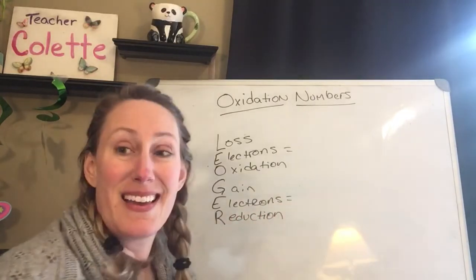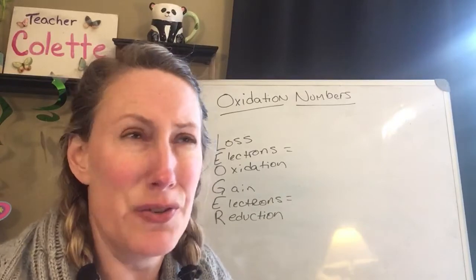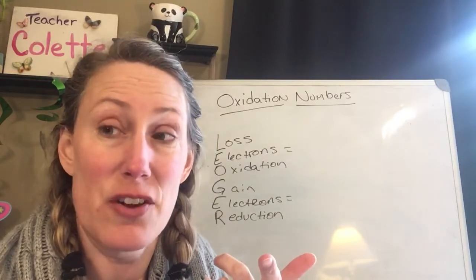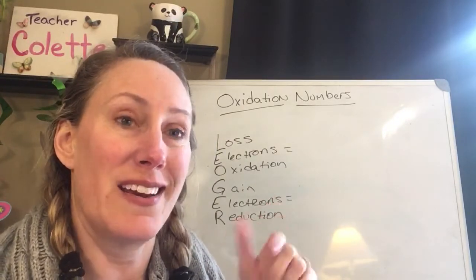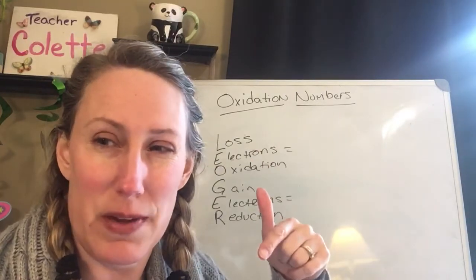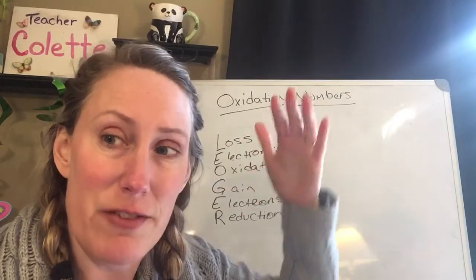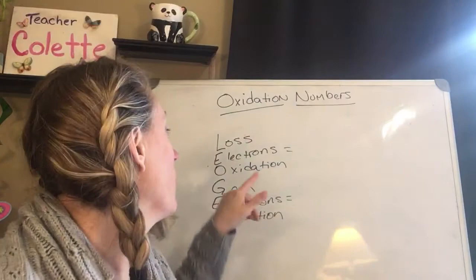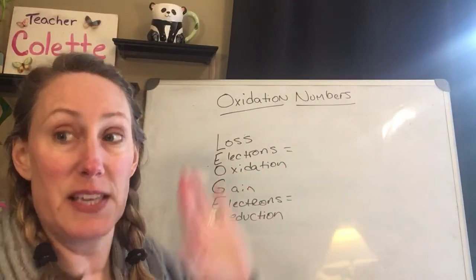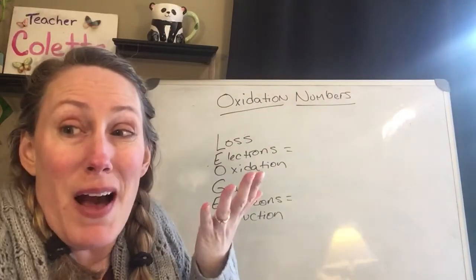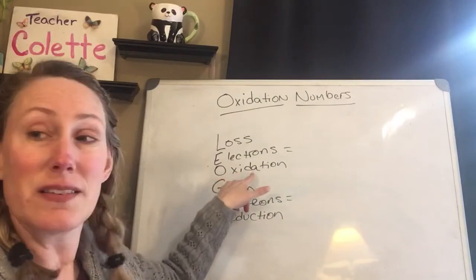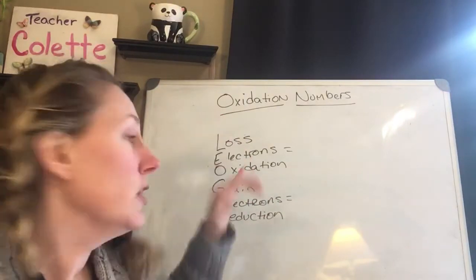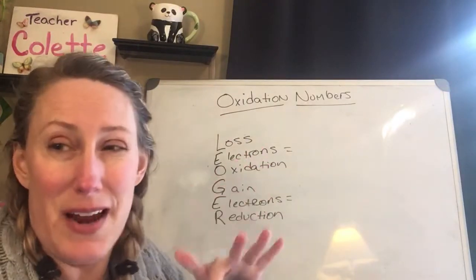So if something gains electrons, they are reduced. Does that make sense? Electrons are negatively charged. So when I get a negative charge, I'm reduced. A loss of electrons means I'm giving away a negative, so I get more positive. So when you're oxidized, you get more positive. When you are reduced, you get more negative.